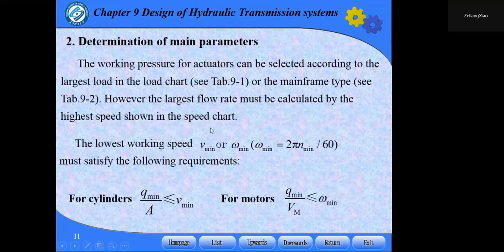The lowest working speed, v or omega minimum. This is the angular speed. This is the rotation speed, with the unit of rotations per minute. So we should multiply by 60. Epsilon is the angular acceleration, assigned by the polar moment of inertia for the cylinder.